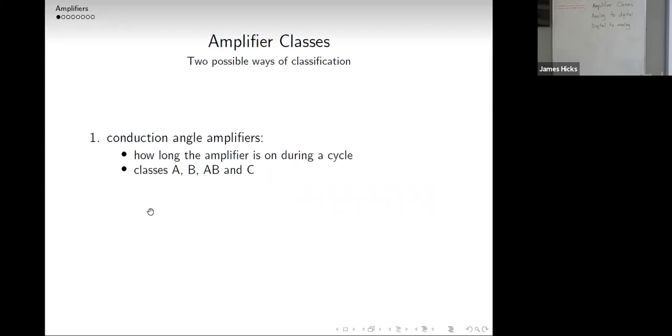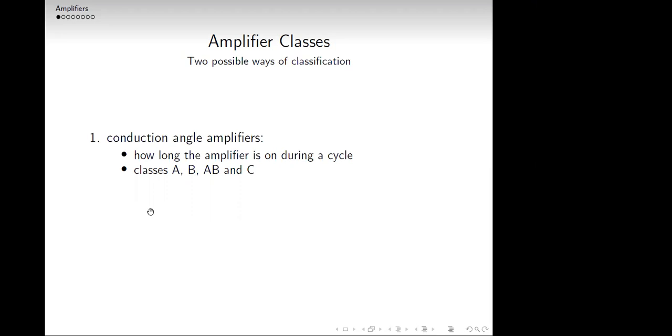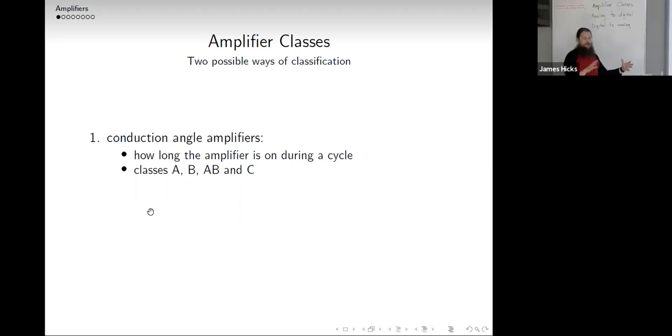All right, so there's a lot of different ways that we could classify amplifiers. We could do it like power amplifiers, where you just need a whole lot of power being amplified, lots of current, lots of voltage. You could have audio amplifiers that are specifically designed for audio signals.